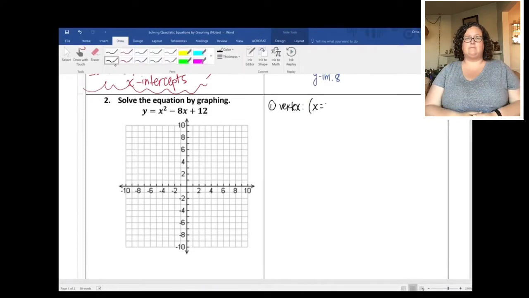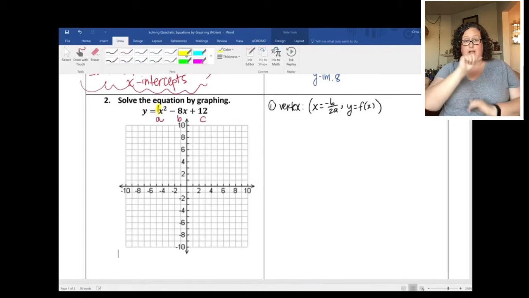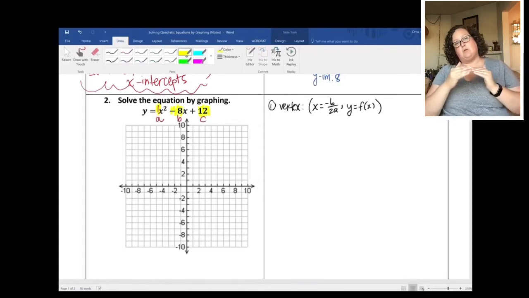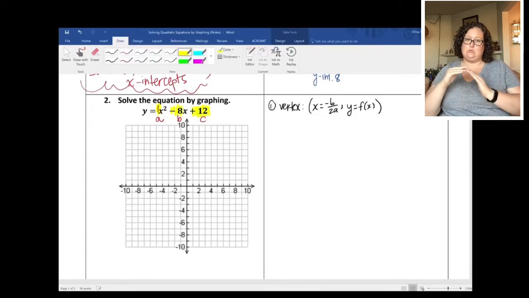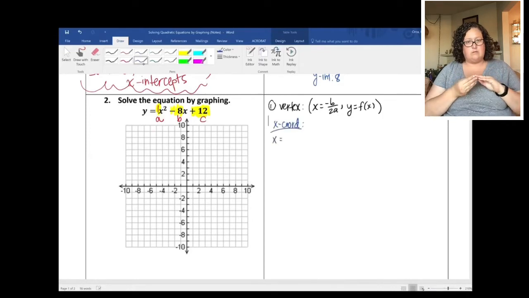X equals negative b over 2a, comma, y equals f of x. Go ahead and label a, b, and c. A is 1, b is negative 8, and c is 12. Now take your a and b values and plug them in to your formula. For the x coordinate, it's x equals negative b over 2a.